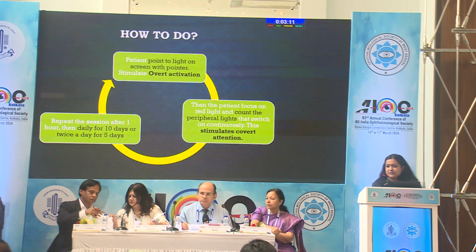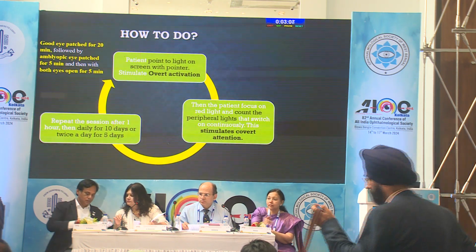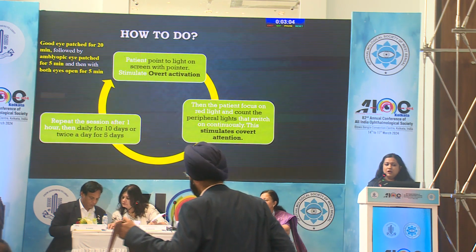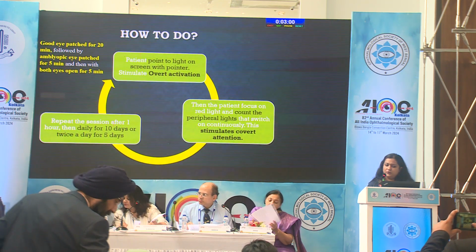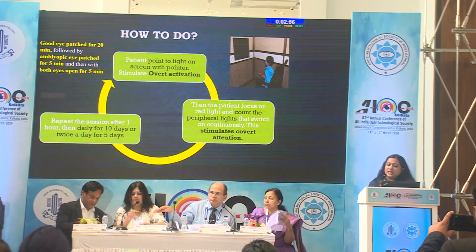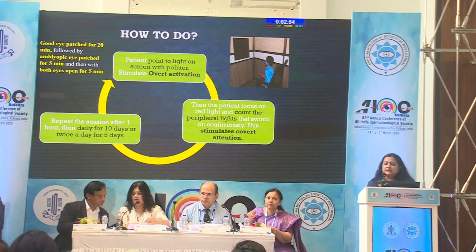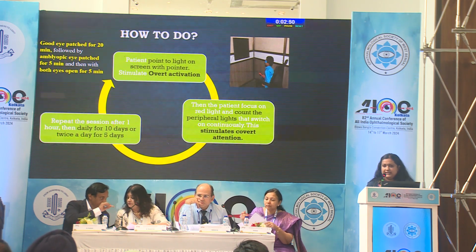So how is this procedure done? It consists of 2 sessions. For each session, the good eye is patched for 20 minutes, followed by the amblyopic eye for 5 minutes, and then both eyes open for 5 minutes. In the first session, as we are seeing in the picture, the child is placed in front of the screen. The screen consists of a red light in the center, which is surrounded by white LED lights.